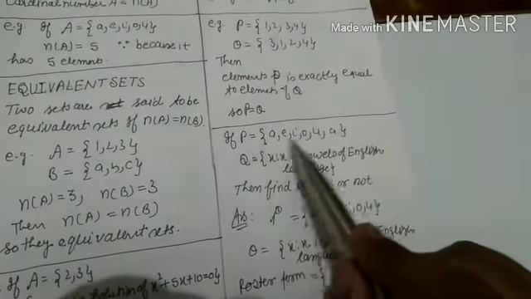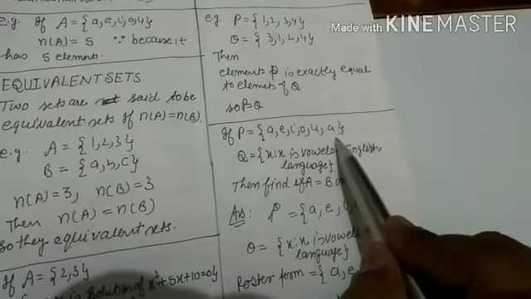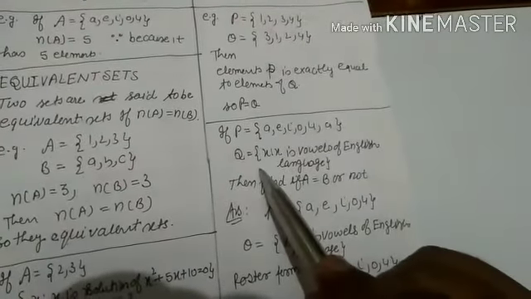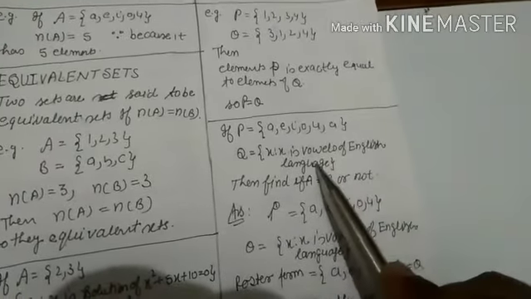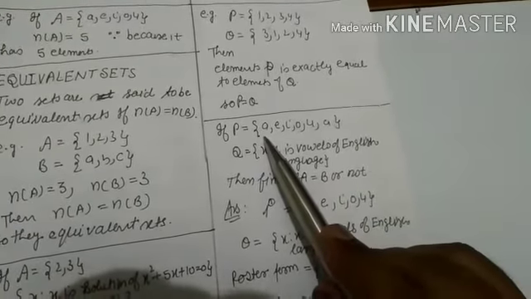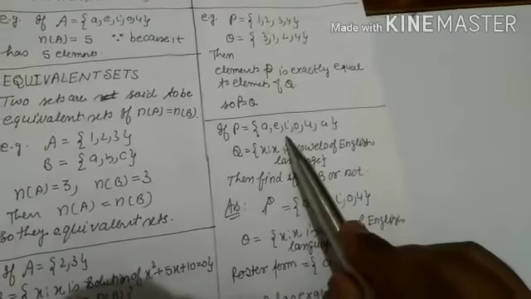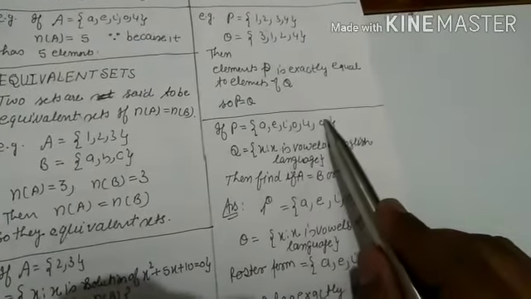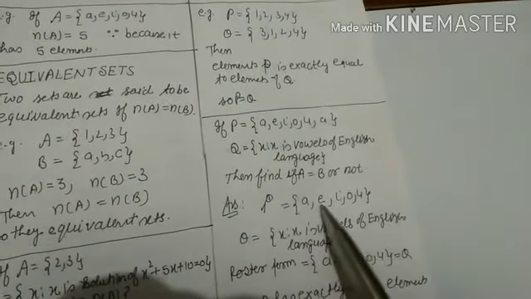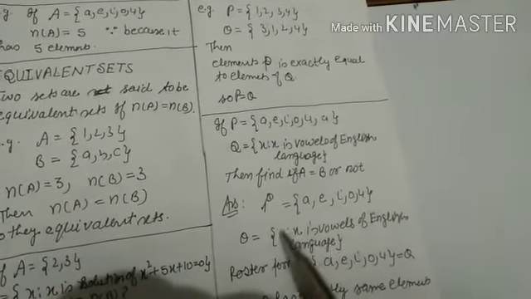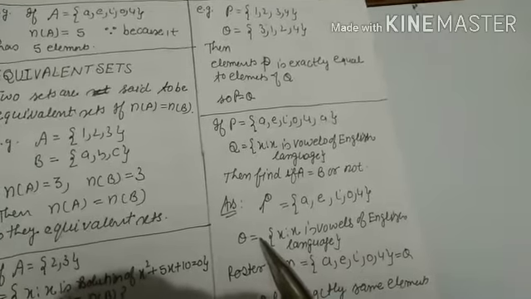P is the set of A, E, I, O, U, A, and Q is the set of vowels of the English alphabet. In mathematics, we cannot repeat the elements of a set. So this A will not be considered again. So P will be A, E, I, O, U only. And Q we will write in roster form.